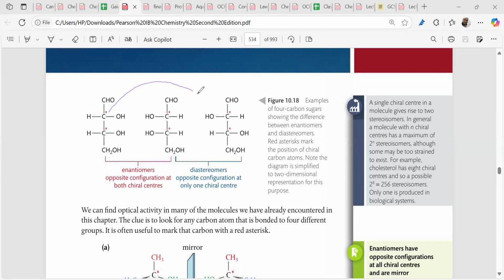And if you have one of the carbons with opposite configuration, now check this. Same configuration. Fine. So this is not an enantiomer. This is a diastereomer. Clear? These are not optical isomers. Okay? Clear? Got it?